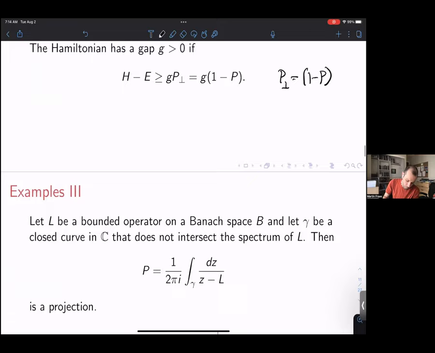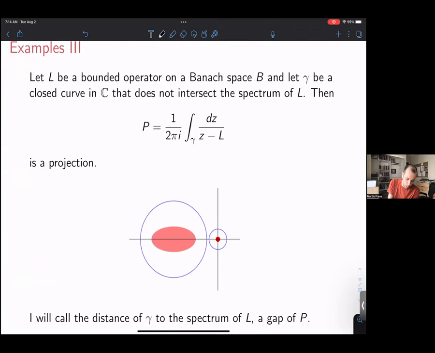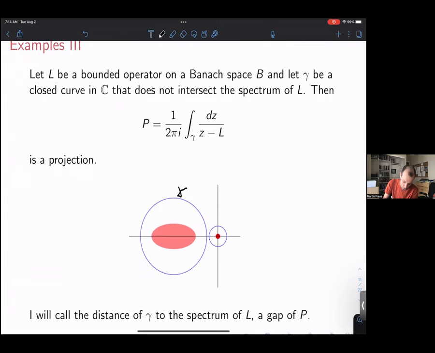Some more examples. Let L be a bounded operator on the Banach space, and gamma a closed curve in the complex numbers that does not intersect the spectrum of L. In this picture, these are two such gammas. There is such a gamma, and this blob here is the spectrum of L. I have a gamma that doesn't intersect the spectrum of L.